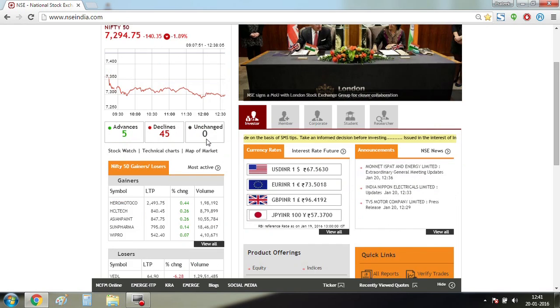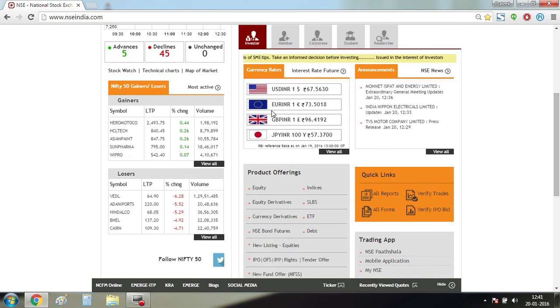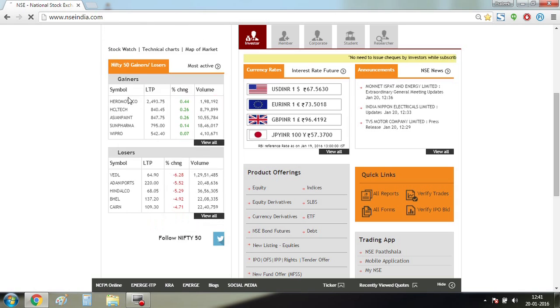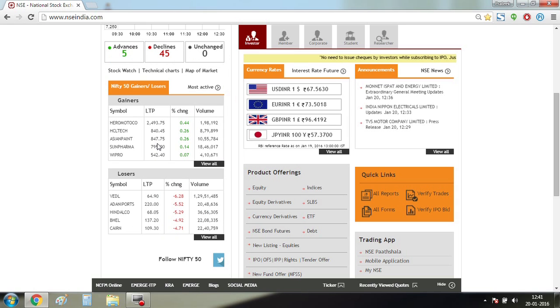Now, if we move a little lower, we have 3 sections here. The Nifty 50 gainers or losers, the currency rates, the announcements. Let's talk about the Nifty 50 gainers and losers. In this section, you can see the stock names, last traded prices, and percentage change in volumes which have gained. Gained in the sense that they are currently trading at a price which is higher than yesterday's closing. Below this, we have the losers section.